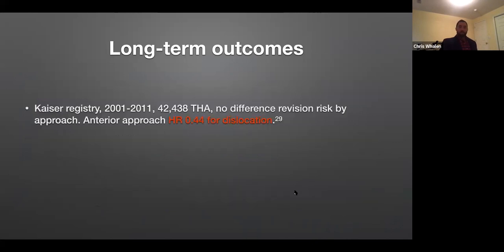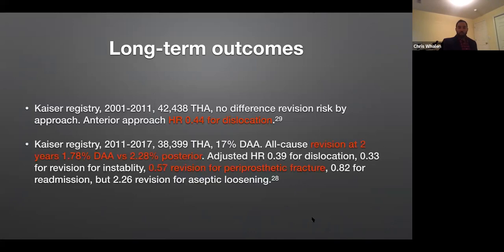What about in the United States? Kaiser data, a little older, no difference overall, anterior, less dislocation. Updated, it actually did have a lower risk of revision for the DA, 1.78 versus 2.28. Lower dislocations, lower revision for dislocation. They actually had a lower revision for periprosthetic fracture in that Kaiser study, but a higher revision risk for aseptic loosening. So maybe they're just undersizing and not hitting their stems as hard in California.